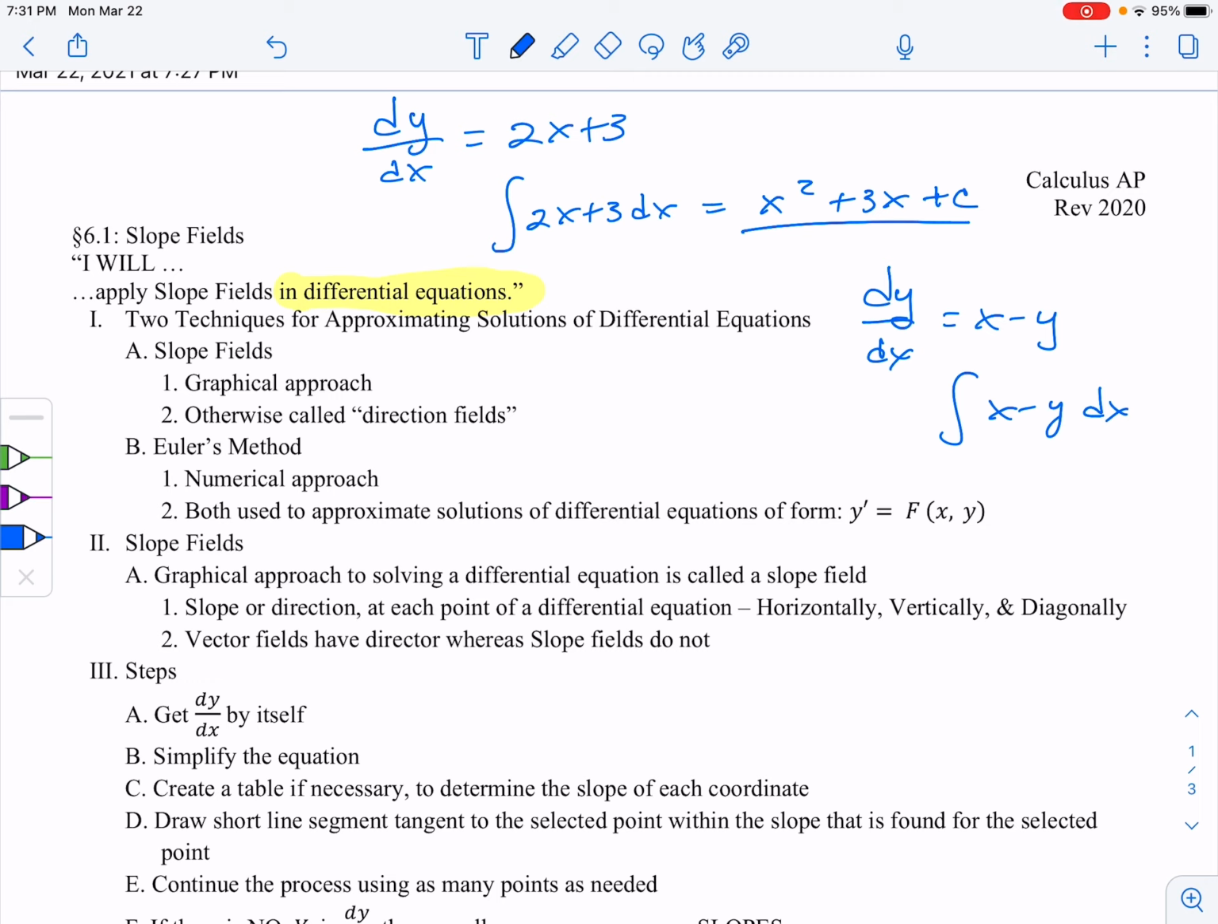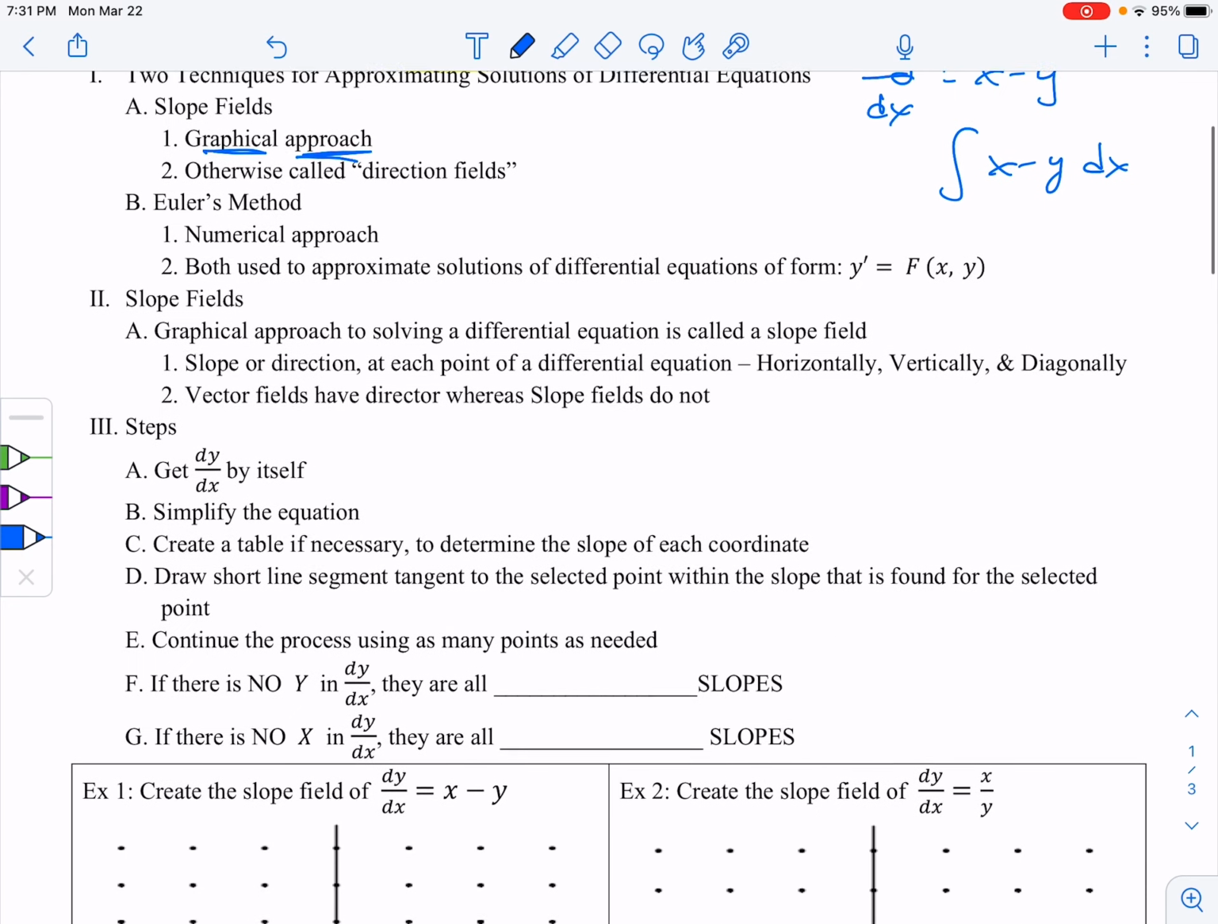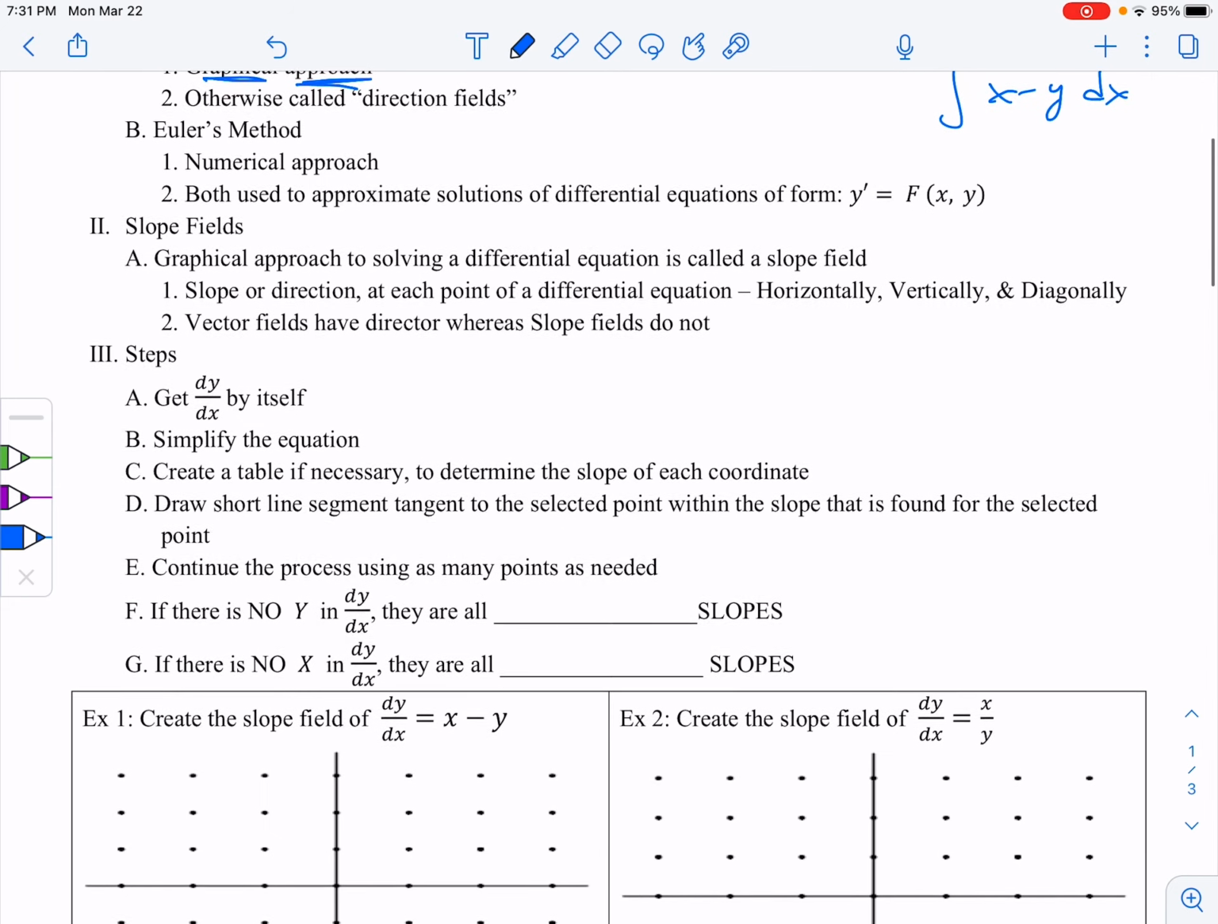So what I'm going to do is make a slope field, which is a graphical approach to help me figure out what the parent function is. There's always one of these on the AP exam, because from the slope field you can get to the parent function. From the parent function you can answer an application problem. So it's easy to have a multiple step problem.